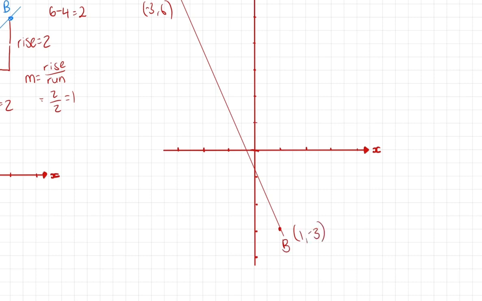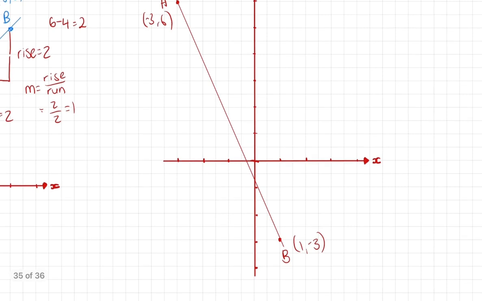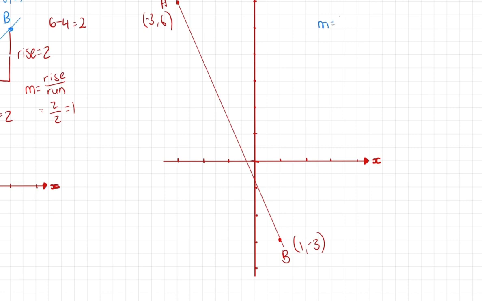Okay, so with that, because if you look at this, this is actually quite large. So what I can do is I can go M equals the rise over run. Write that every time because it really helps you remember and make sure you're doing it the right way. And to get my run, I'm going to do B take away A.